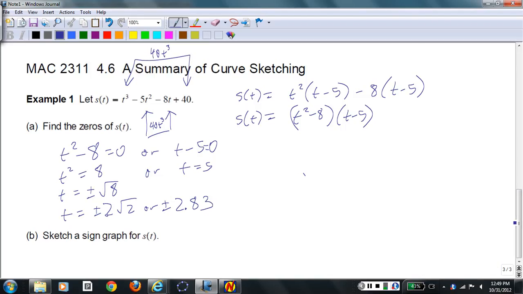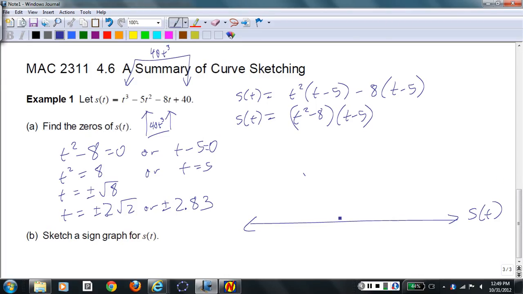Sign graph for s of t. No derivatives yet, just the function itself. So the sign graph of s of t is just telling us where it's above the x-axis and where it's below the x-axis. If we wanted to graph the function itself, or if we just want to know where it's positive, where it's negative, that's what it's doing. So the sign graph for s of t would include all of its zeros.